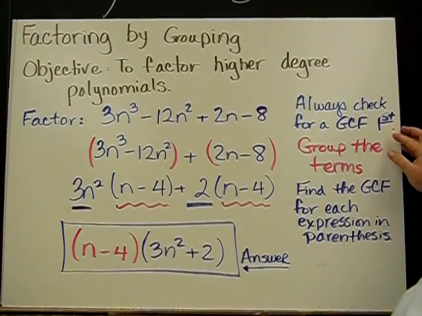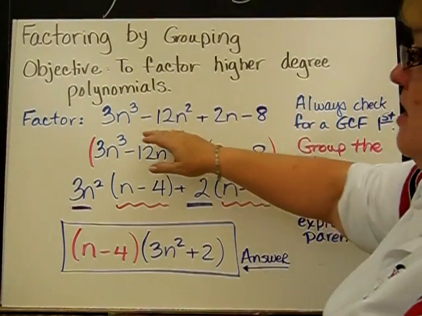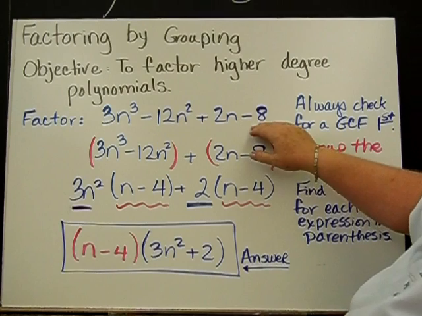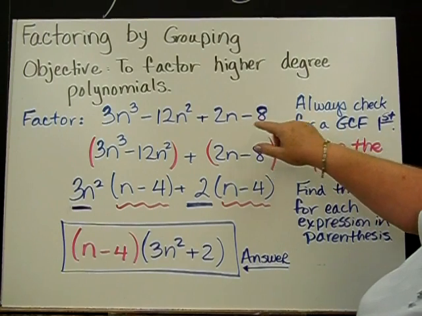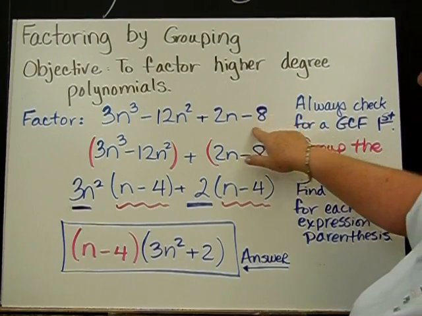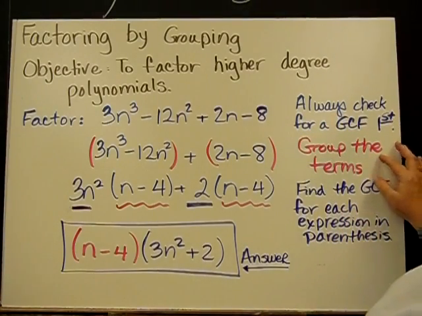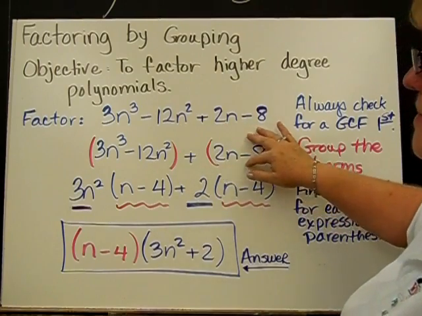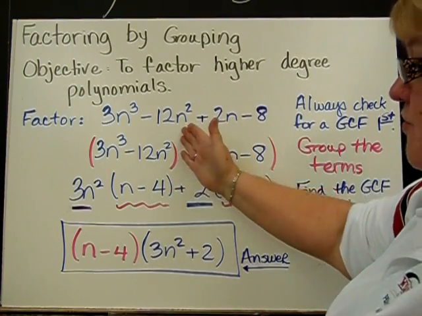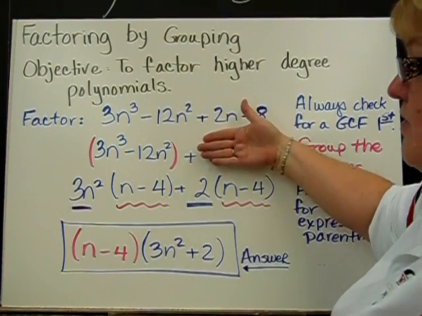The first thing we're going to do is check for greatest common factor. 3, 12, 2, and 8 do not have any common factors except for 1, and this term does not have an n, so there is no greatest common factor. So the next thing we're going to do is group the terms 2 at a time and find the greatest common factor for just 2 of these, ignoring the other 2.